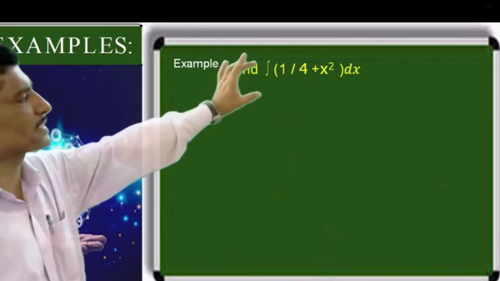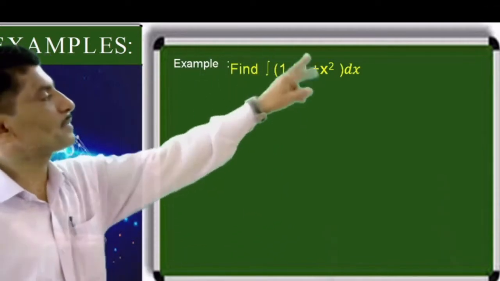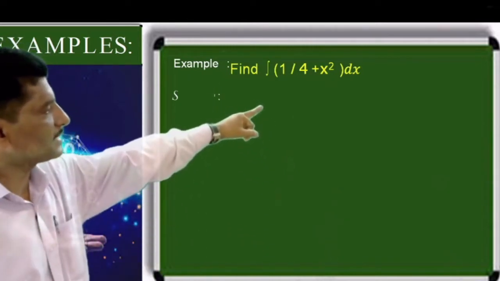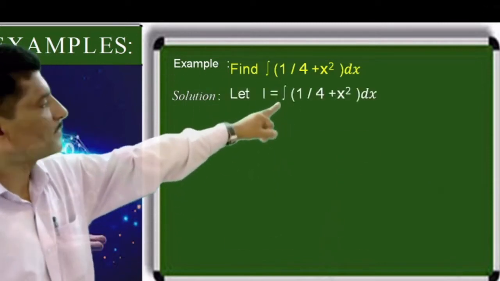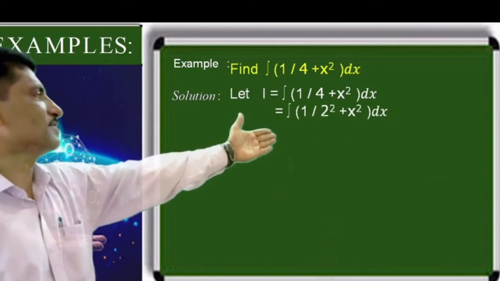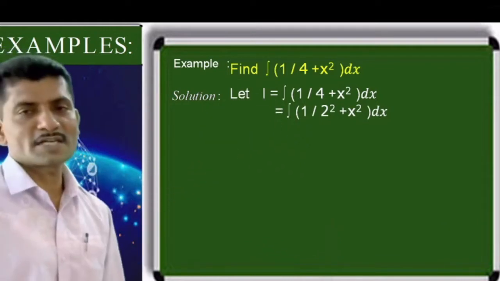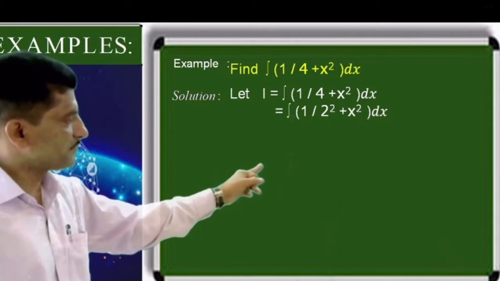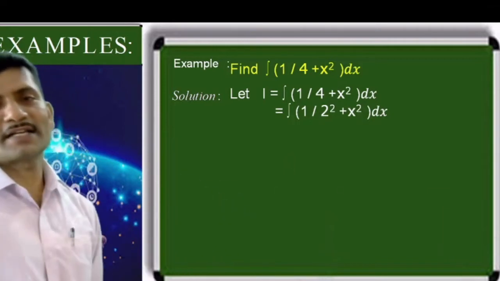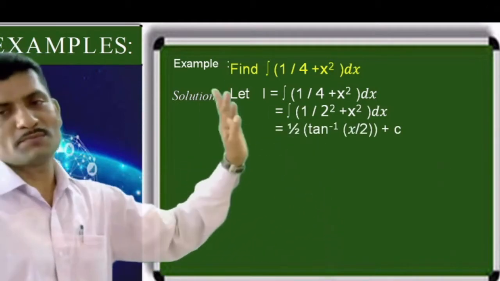In the exam, we have the formula for the integral of 1 divided by a square plus x square into dx. Presentation is important. First, take I as the given integral, integral of 1 divided by 4 plus x square into dx. Write 4 as 2 square, so I is equal to the integral of 1 by 2 square plus x square into dx. This is in the form of the integral of 1 by a square plus x square into dx, and the answer is directly 1 by a into tan inverse of x by a, that is, 1 by 2 tan inverse of x by 2 plus integral constant.